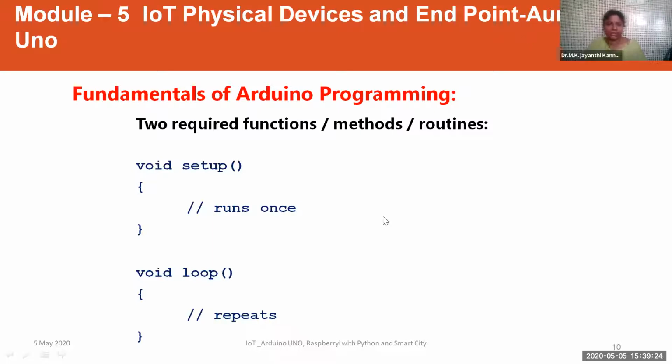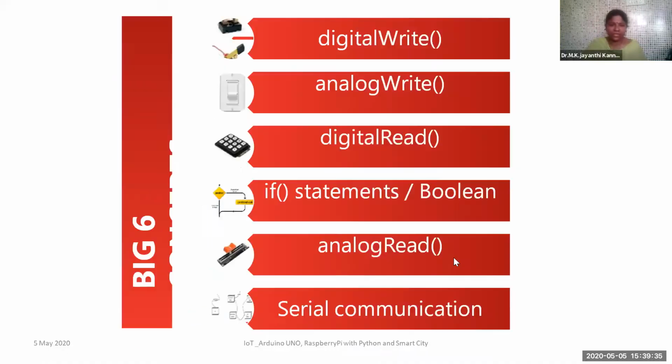If you want to execute the function only once, we will go for the setup function. If you want to repeat the same function a number of times based on the constraint, we'll go for the loop function. And other various components we will use with Arduino UNO are, for example, digital write. If you want to write or configure the digital outputs, we will use the function digitalWrite. And if you want to write analog output, we will go for the function called analogWrite.